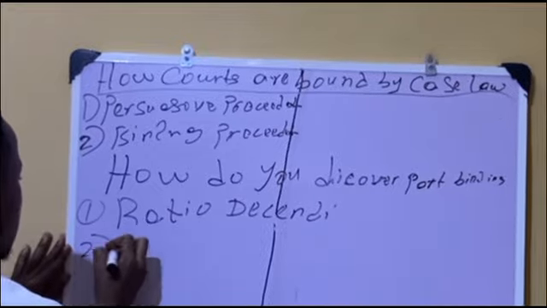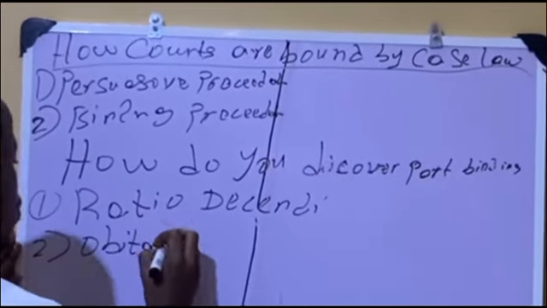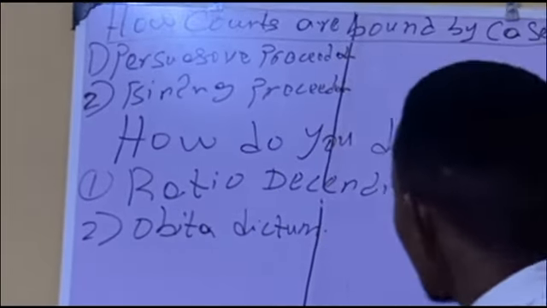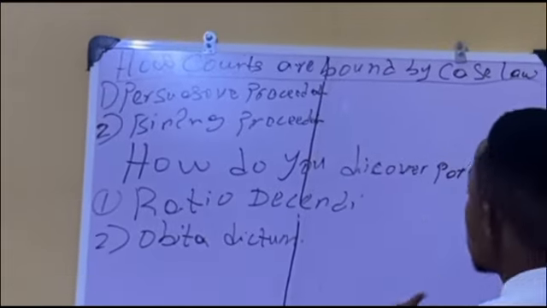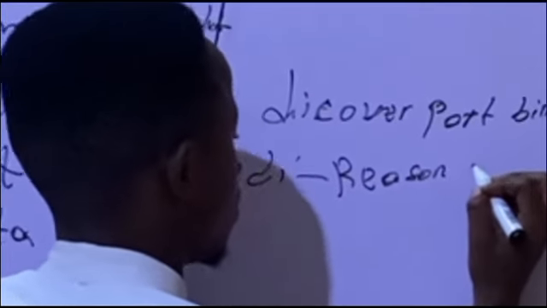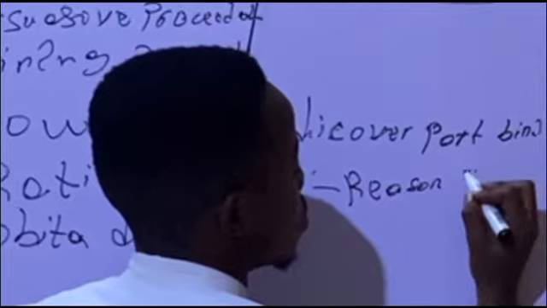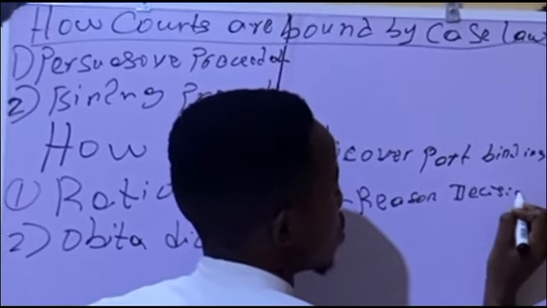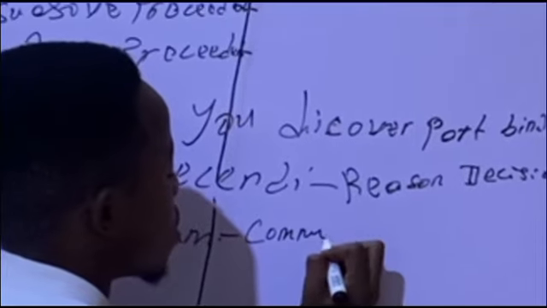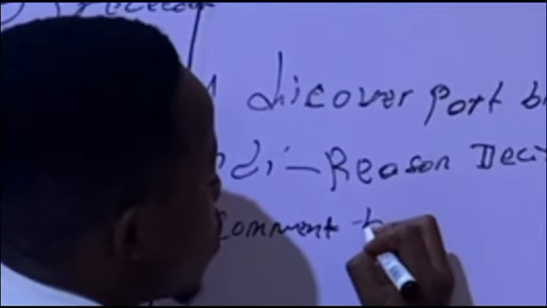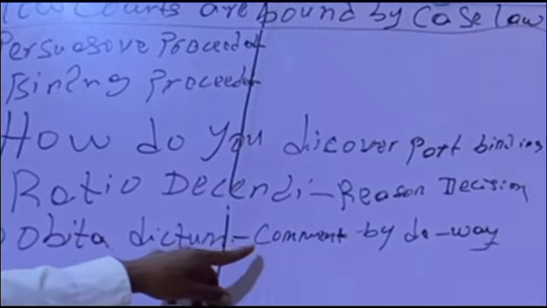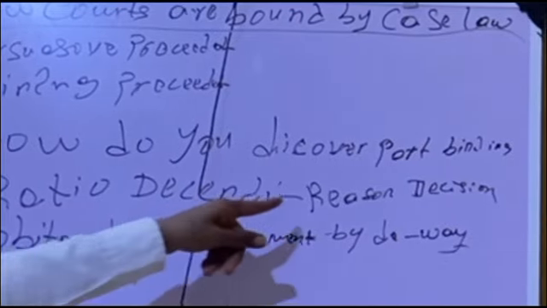We have Obiter Dictum. Obiter Dictum. So when we talk about ratio decidendi, it is the reason for the decision. Somebody say the reason for the decision. Reason for decision. Decision. This one, Obiter Dictum, is the comments, by the way. In the shorthand, I'm writing shorthand. So Obiter Dictum is the comment, by the way. Ratio decidendi is the reason for the decision.